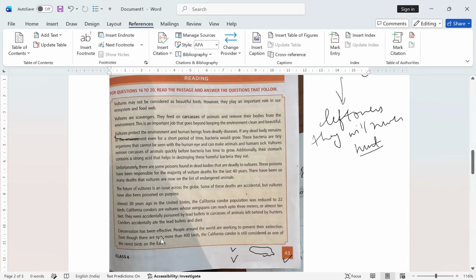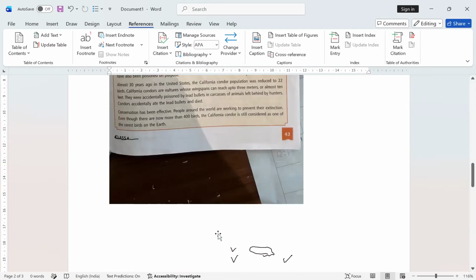Conservation has been effective. People around the world are working to prevent their extinction. Even though there are now more than 400 birds, the California condor is still considered one of the rarest birds on the earth. And why are we saying California condor? Because their wingspan is more than 10 feet or 3 meters.